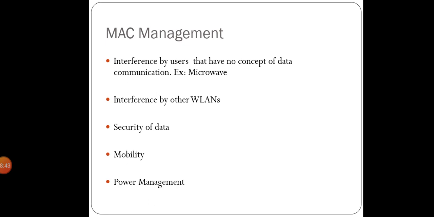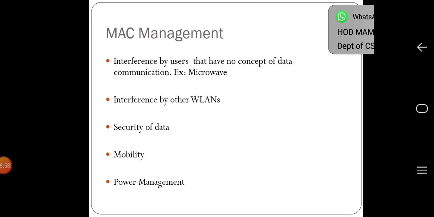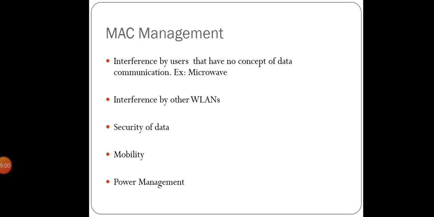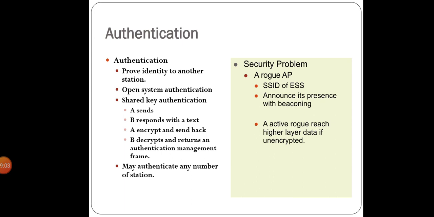MAC management. Interference by users that have no concept of data communication, example microwave. Interference by other WLANs. And third one is security of data. Fourth one is mobility, and fifth one is power management. Authentication. Authentication provides identity to another station, and then open system authentication, shared key authentication. A sends, B responds with a text, and then A encrypts and sends back, B decrypts and returns an authentication management frame. May authenticate any number of stations.